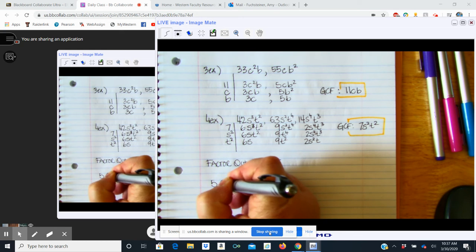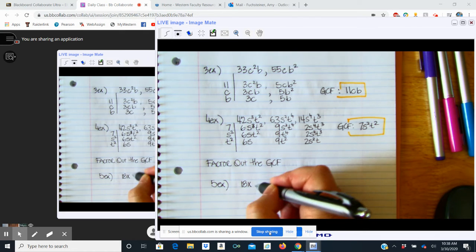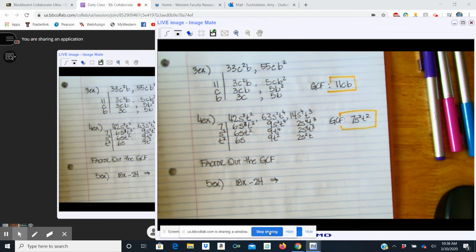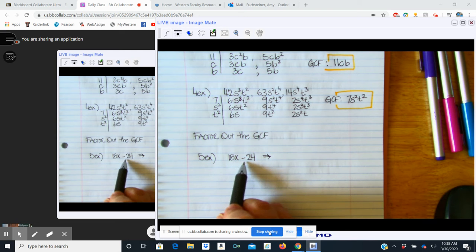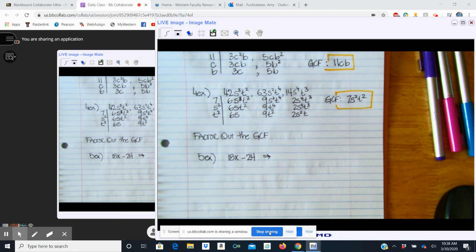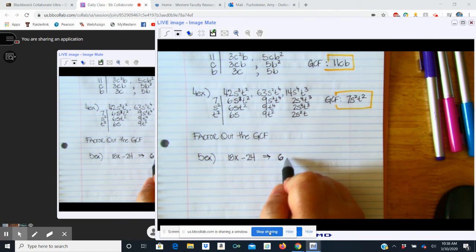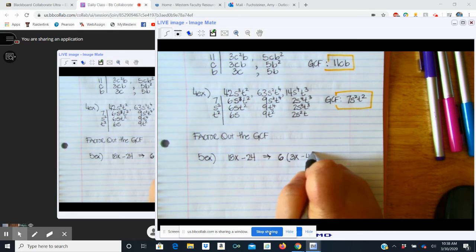All right, so here we go. Number 5. Given 18x minus 24. What could you factor out of an 18x and a 24? If we pull a 6 out of 18x, 18 divided by 6 is 3, and I'm left with an x. And then when I pull a 6 out of minus 24, I'm left with minus 4.